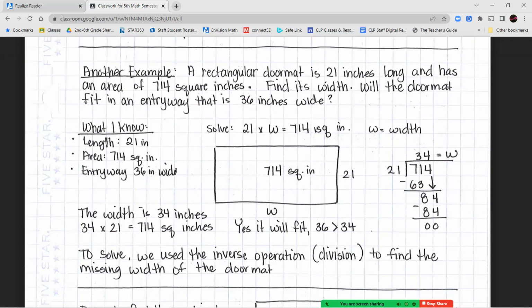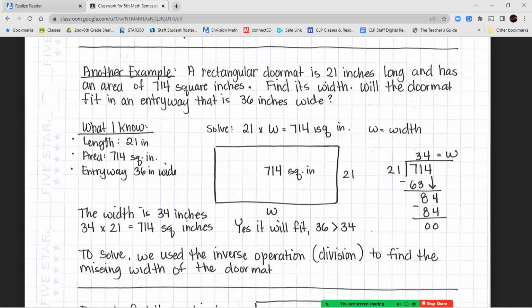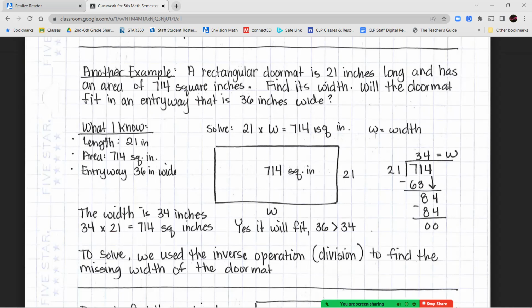So this is going to be a multi-step problem. I'm going to create an equation to solve, because first I need to figure out what the width is before I can decide if it's going to fit in that entryway. I know that 21 times the width needs to equal 714 square inches. I put W as my variable here, W for the width. So I can use long division here. I can do 714 divided by 21 to figure out what the width is.